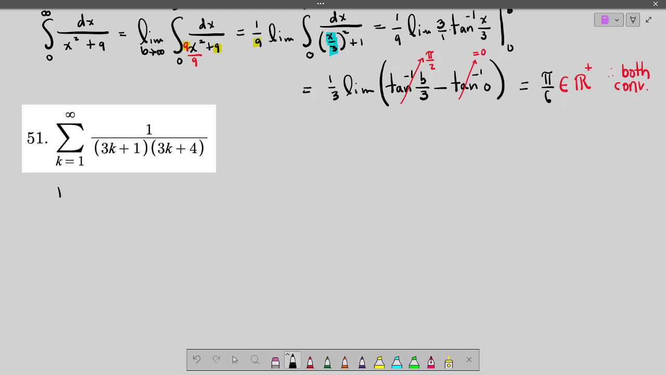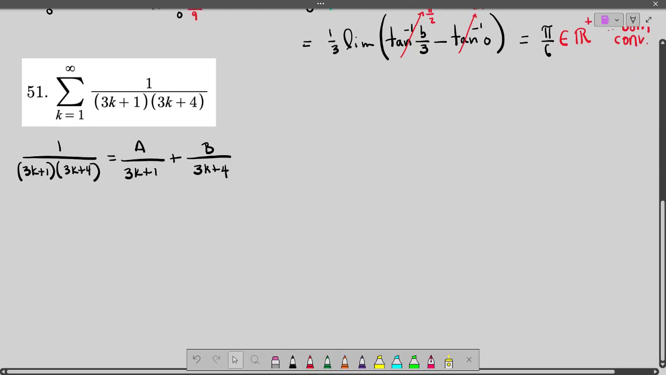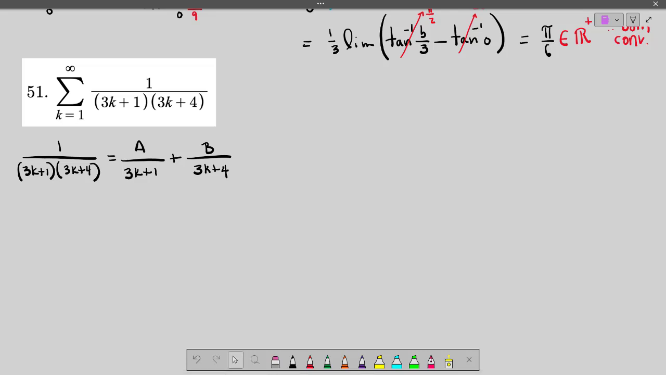So PFD, we've got this factored denominator. And this factored denominator, we're going to write it as a pair of partial fractions like that. So our goal is to use the integral test, but the integral is only going to work once we do the PFD, so let's do the PFD first. So we end up with 1 equals A times (3k plus 4) and B multiplied by (3k plus 1).